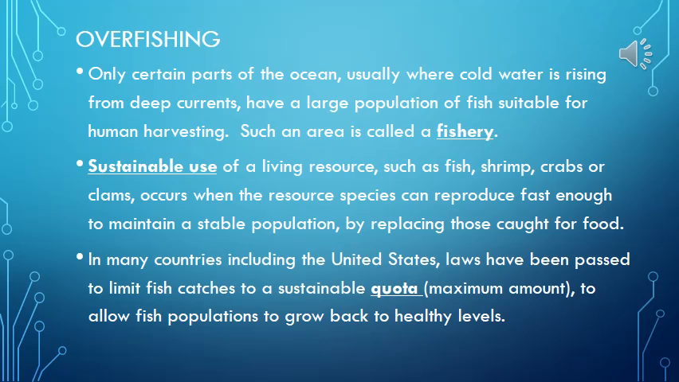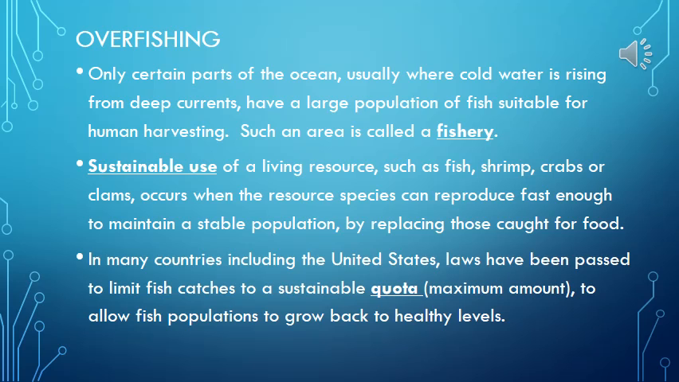Overfishing. Only certain parts of the ocean, usually where cold water is rising from deep currents, have a large population of fish suitable for human harvesting. Such an area is called a fishery. Sustainable use of a living resource such as fish, shrimp, crabs, or clams occurs when the resource species can reproduce fast enough to maintain a stable population by replacing those caught for food.